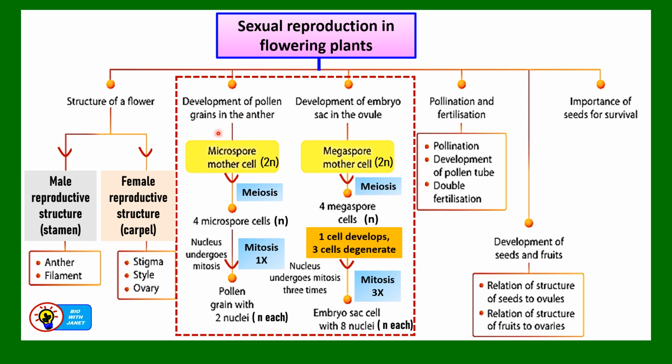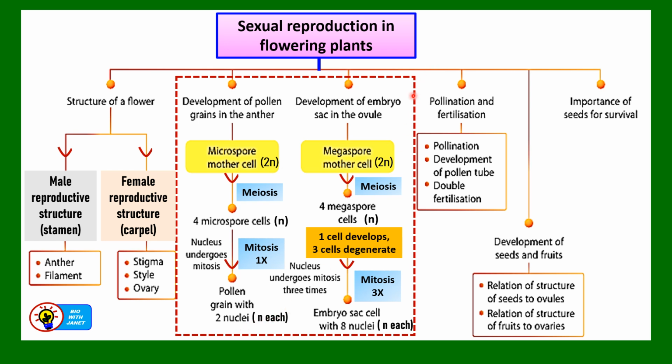For the development of pollen grains in the anther, firstly, the microspore mother cell, which is diploid, undergoes meiosis to form 4 microspore cells, which are haploid. Then, in each microspore cell, the nucleus undergoes mitosis one time, and this produces a pollen grain with 2 nuclei, which are the generative nucleus and the tube nucleus.